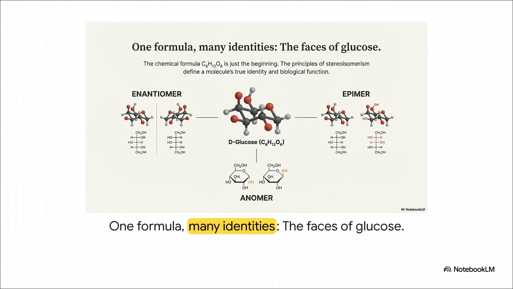So let's bring it all home. The crucial point here is that the simple formula C6H12O6 is just the very beginning of the story. From that one formula, we get our central molecule, D-glucose. And from there, we can define its mirror image enantiomer, its close cousin epimer, and its two different ring form anomers. It's really a case of one formula, but many, many different identities.